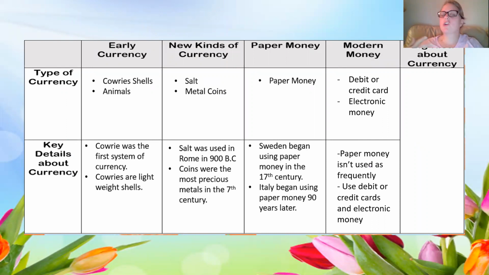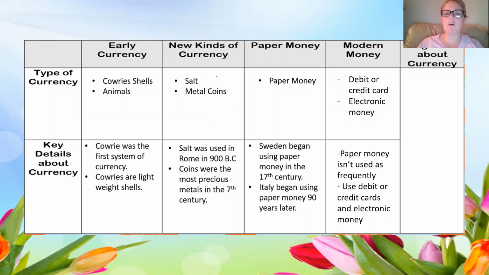Okay, so we're talking about all these different kinds of currency. So it does tell me in chronological order what the different types of currency are, but we are talking about what each one is. So the first type of currency that we talked about was cowrie shells and animals. So specific details about that in the text was that cowrie was the first system of currency and cowries are lightweight shells. So that came right from the text.